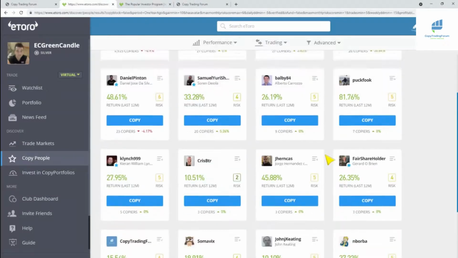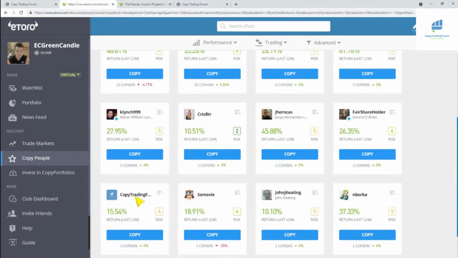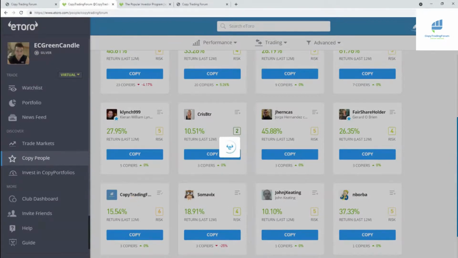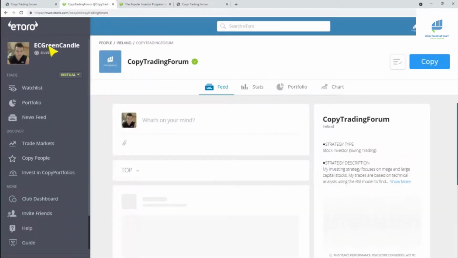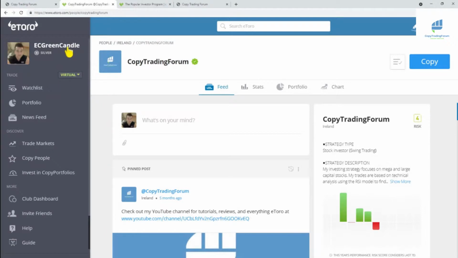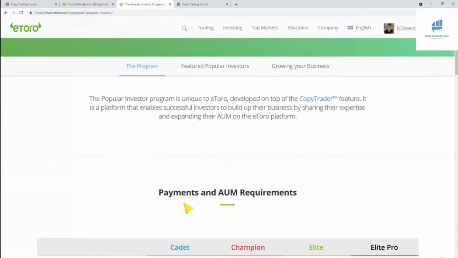You can see them here. And there we go, copy trading firm. This is actually my copy trading account. So you can have two accounts on eToro. EC Green Candle is my day trading account, where I also use it for copy trading. And I invest in some cryptocurrency on it. But this is my account for swing trading, and I hope to apply for the popular investor program too.